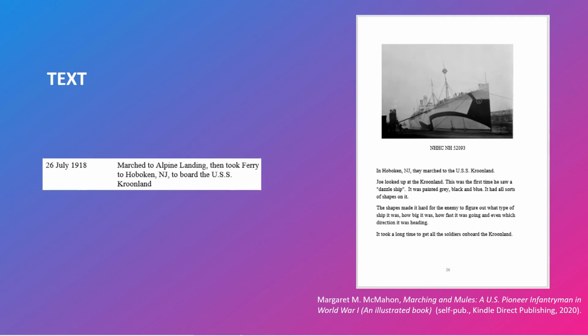Here's another example page. I built it with an event from the timeline where they marched to a landing, took a ferry, and then went to the ship that would take them to France. So I made the sentence, which was pretty brief, but I went into my research for the context. And the context is that the ships were painted in a dazzle paint job. The idea being that the enemy would have trouble tracking the ship. This paint job would make it tough to figure out what kind of ship it was, how fast it was going, and where it was headed. And of course, there's a picture of the ship from one of the archives.